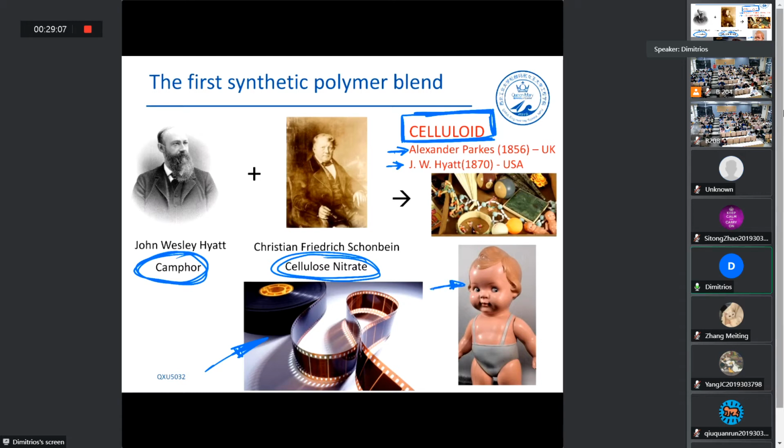And some kids' toys in the past. I highly doubt that any of the new toys for kids are made by celluloids. They're usually made from very cheap plastics like polyethylene or polypropylene. Okay?